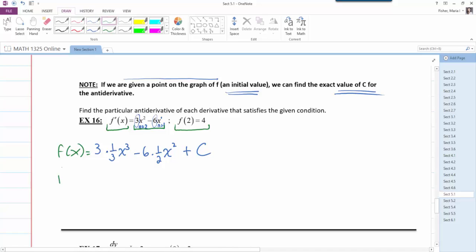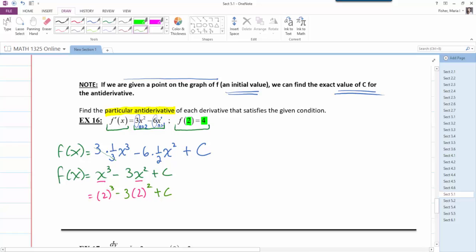So if I clean this up, I get that little f of x is equal to, these 3's cancel, x cubed minus, well, 6 times a half is 3x squared plus c. So now I'm asked to find the particular antiderivative, which means that, hey, I'm given this condition that when x is 2, y is 4, well, that's enough information to solve for c. So again, it's telling me when x is 2, so that means everywhere there's an x, instead of writing x, I'm going to write a 2.